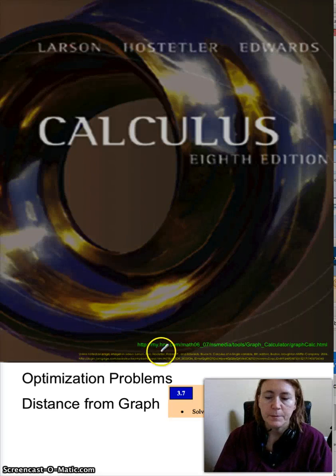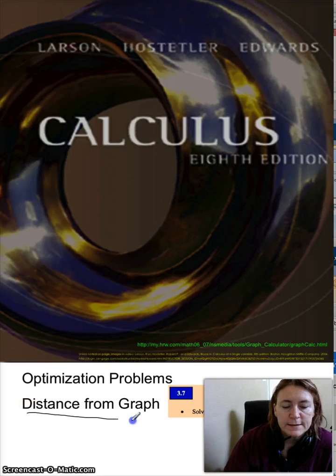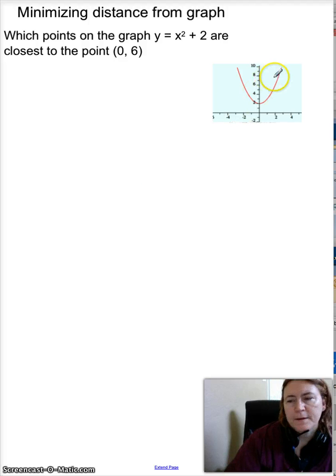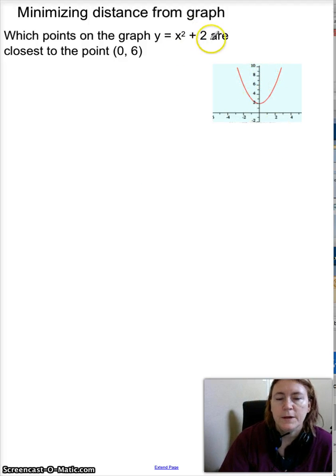Okay, the next set of problems we're going to do are optimization problems, where we're finding distance from a curve on a graph. Now, these can be a little misleading because you're going to think I just gave you a primary equation and I didn't. y is x squared plus 2, this parabola, and I want to know what points on this curve are the closest to (0, 6).